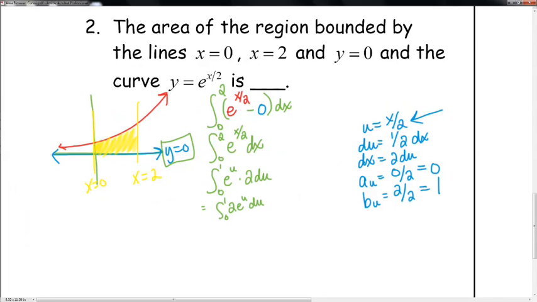So we can go ahead and take the antiderivative. This gives me 2e to the u evaluated from 0 to 1, which gives me 2e to the 1 minus 2e to the 0. Well, that's just 2e minus 2.